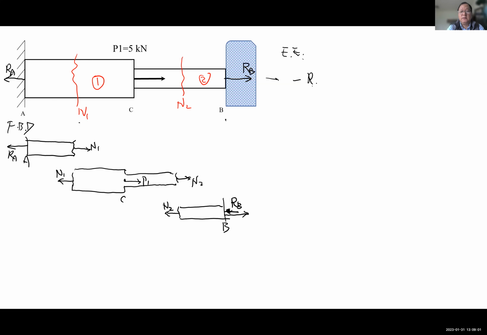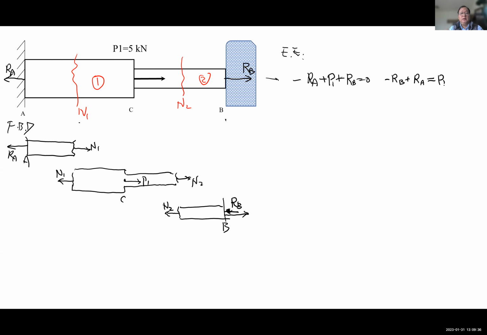Negative RA, and that plus P1, and then plus RB equals 0. So from here I get RB minus RA, right? Actually, the other way, it's RA minus RB equals P1. P1 is known, right? Load is known.